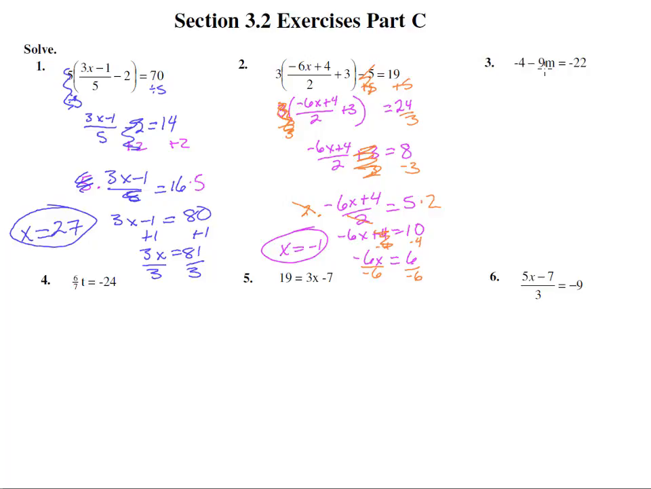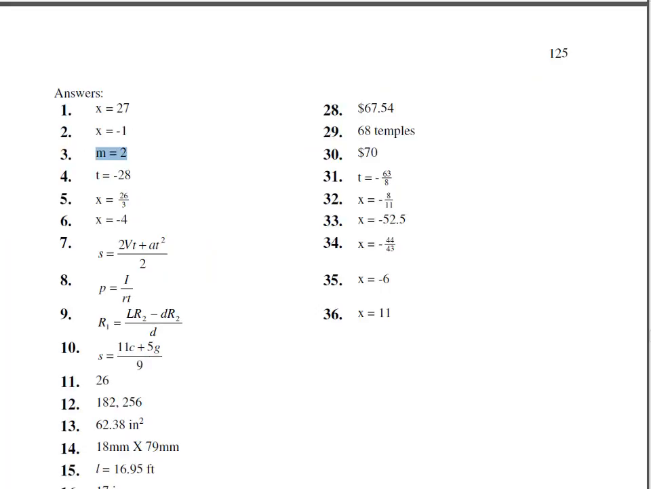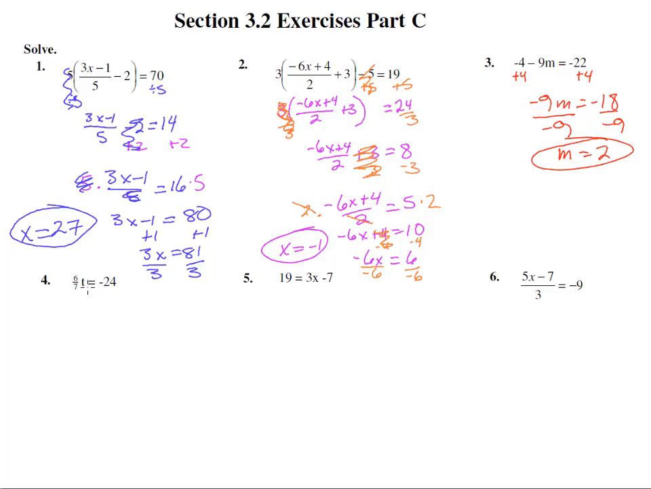Negative 4 minus 9m equals negative 22. Well, we only have 2 things to get rid of. Add the 4 to both sides. We have negative 9m equals a negative 18. Then don't add 9, but divide by a negative 9 because it's attached to the m with a multiplication. So we divide it off. Divide by a negative 9 and we get m equals a positive 2. Let's check that answer. M equals 2. Good. Number 4. 6/7 t equals negative 24.